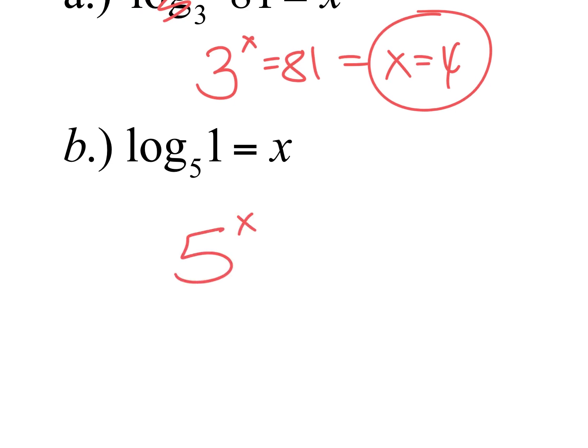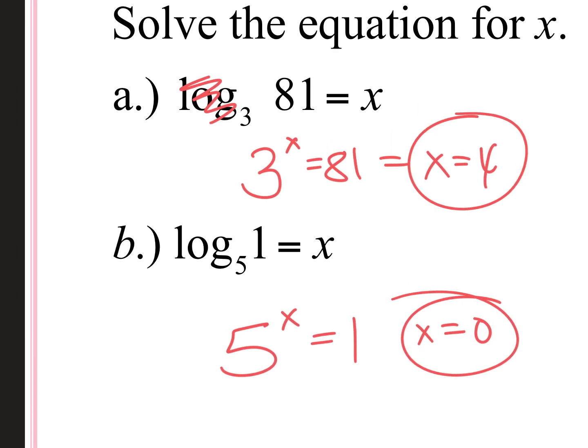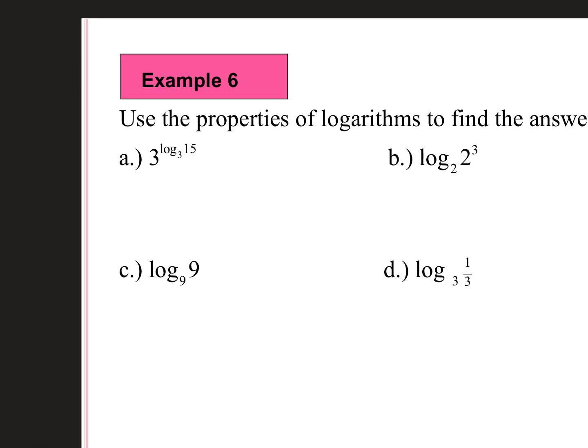5 to the x power equals 1. X is perfect. 5 minutes ago, you guys couldn't do that. Whenever you have one of these logs where you have to evaluate, just change it to exponential and then it just makes more sense. That's how our brain works. It's the same. All right, so here's basic property questions.